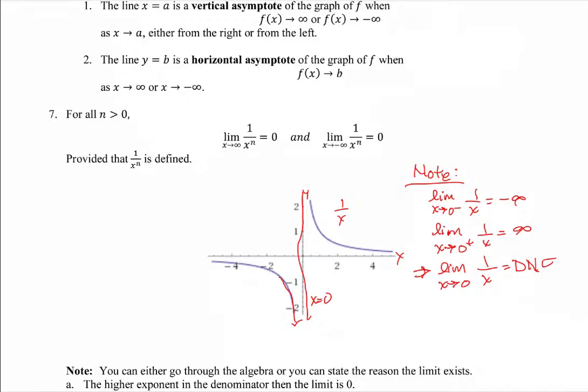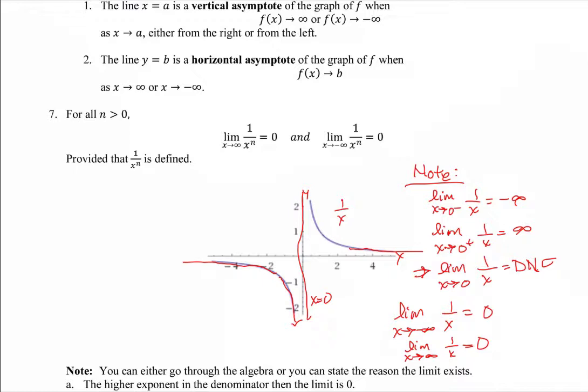The other thing I want you to notice is that the limit as x goes to negative infinity of 1 over x equals 0. As this graph goes off to negative infinity, it gets closer and closer to 0, but it never hits it. And the limit as x goes to infinity of 1 over x equals 0 also, because the graph gets closer and closer to 0 and never hits it. Those both are the definition of asymptotes.